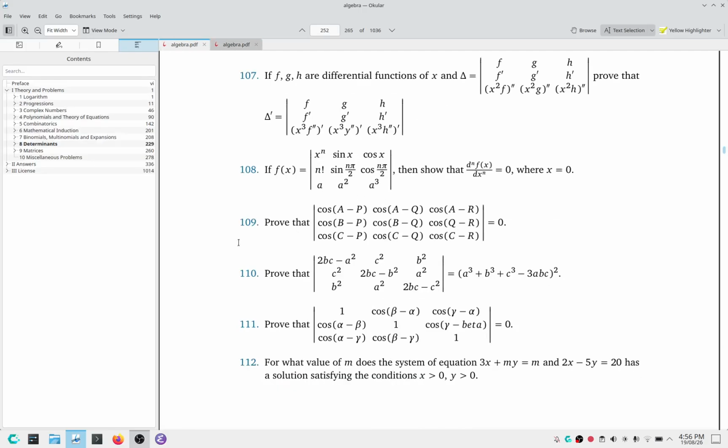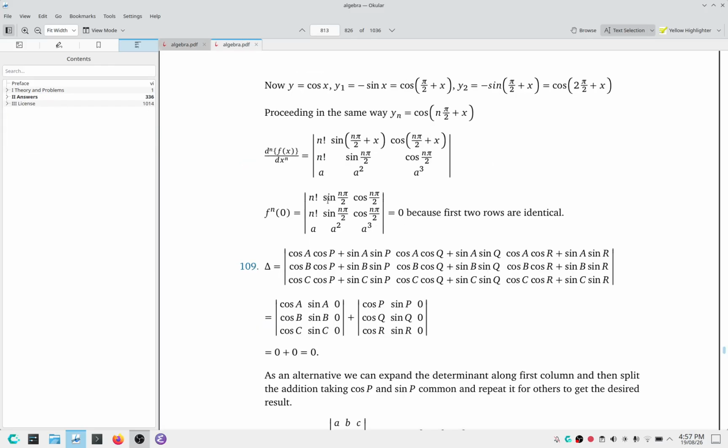Now we move on to question 109. We have to prove that the determinant with rows cos(a minus p), cos(a minus q), cos(a minus r); cos(b minus p), cos(b minus q), cos(b minus r); cos(c minus p), cos(c minus q), cos(c minus r) should be equal to 0. This should be b, this shouldn't be q. Okay.